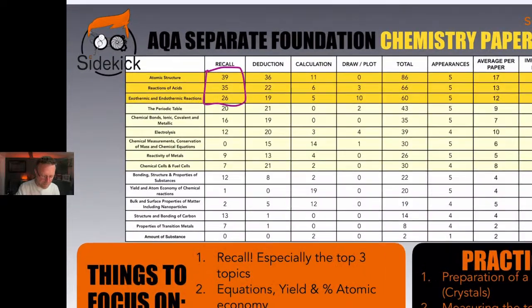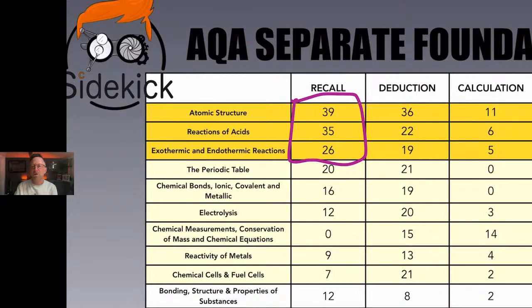Now that's important. Let's zoom in on those. Atomic structure: you've got to be able to name the different parts of an atom, and work out the number of protons, electrons and neutrons. The other one, reactions of acids. There are lots of equations to remember here, okay? What's acting as an acid, what's acting as a base, what's the name of the salt that you make. So knowing your equations for reactions of acids is massively important.